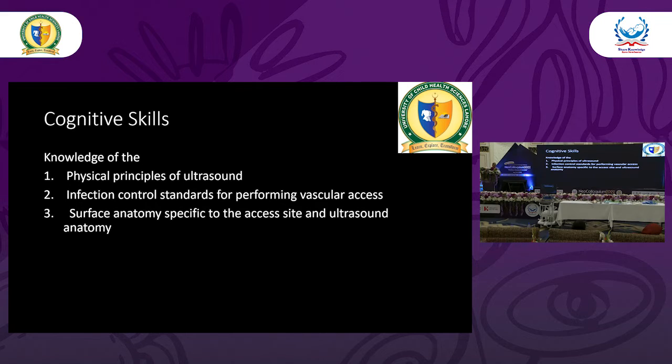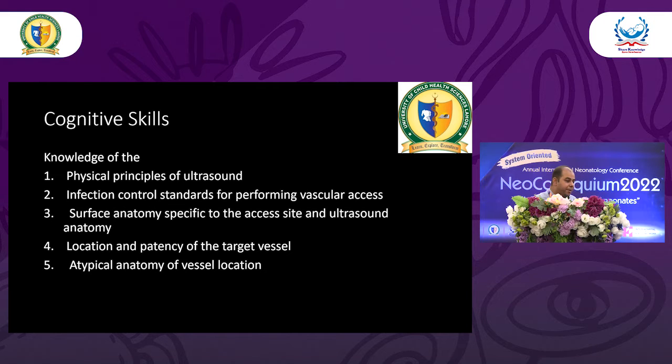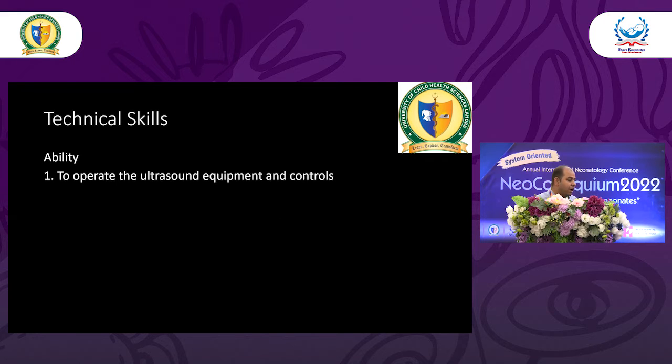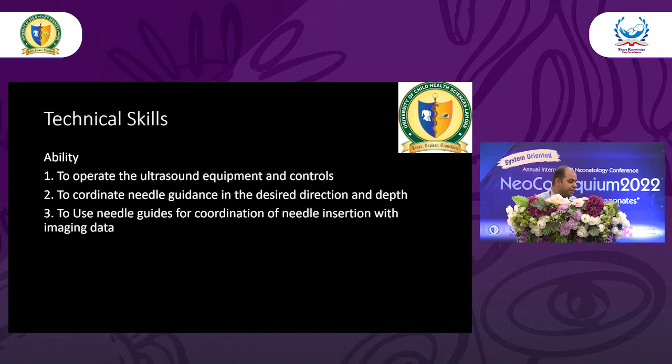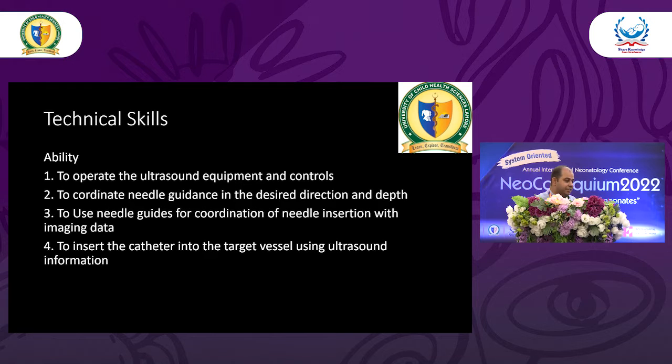Then the surface anatomy from your basic knowledge, localization and patency on ultrasound, how to localize and how to determine the vessel is patent, and atypical anatomy and color flow spectral pattern. These are the basic concepts, or the knowledge you should have prior to the localization. After that, we'll come to how to operate and to guide and to see the needle on our desired path. Then the use of needle guides and coordination of the needle insertion with imaging.